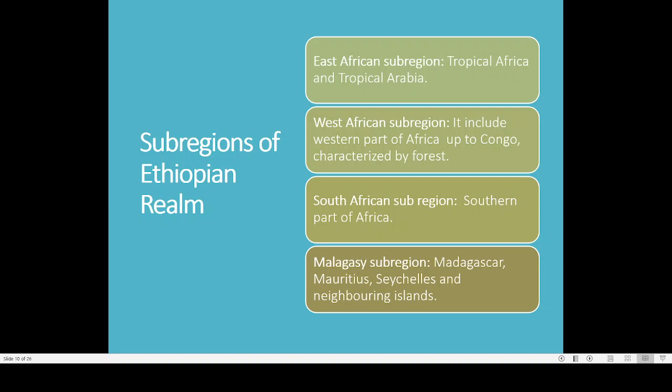So in the Ethiopian realm, you can see that there are four sub-regions: East African, West African and South African, as well as Malagasy. One mistake that students normally make: East African is there, West African is there, South African is there, then you will be tempted to add North African. There is no North African sub-region, and you don't need to make one. Only the Malagasy sub-region. So East, West, South and Malagasy. There is no North African sub-region. It is a common mistake students usually make.